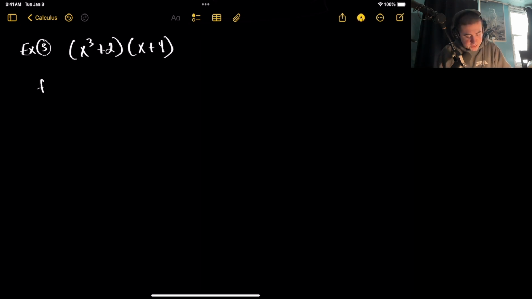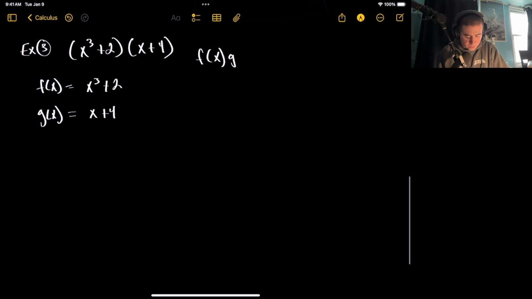So we'll define f of x as x cubed plus 2, and g of x is equal to x plus 4. Again, rewrite your product rule so you could memorize it. I'm trying to erase this. The only one thing I hate about Apple Pencil is that you can't just flip the pen and erase. It's not like the Microsoft Surface products. But anyways, we have g of x times f prime of x.